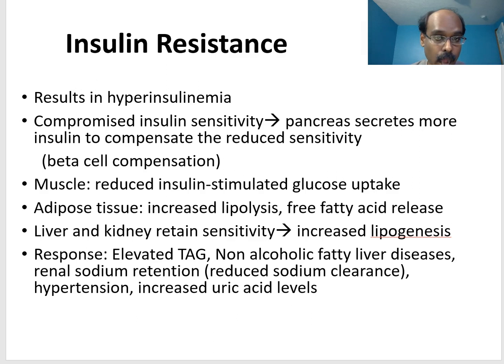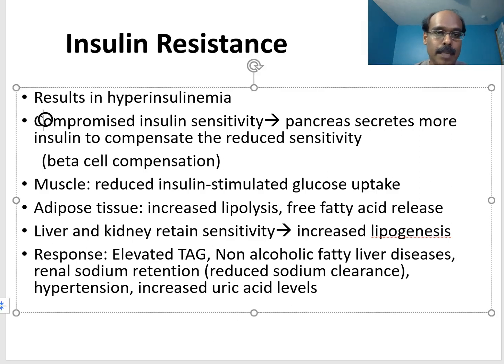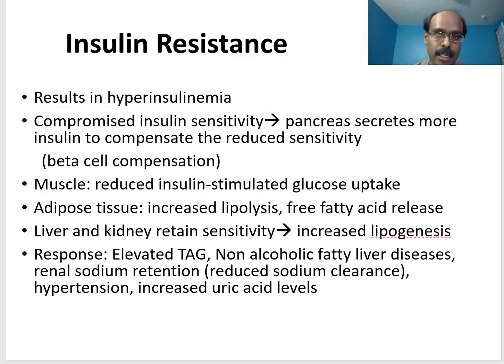And there would be a compensation for the compromised insulin sensitivity that causes the pancreas to secrete more insulin. In a sense, our pancreas would work hard, producing high levels of insulin so that some amount of glucose regulation can be made. And this compensatory mechanism is later destroyed or lost. That results in severe type 2 diabetes.